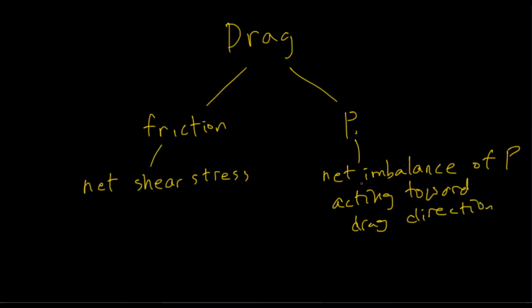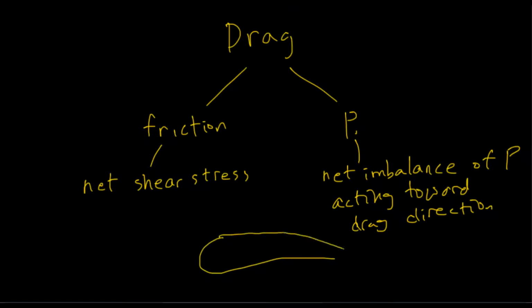There are imbalances of pressure, and they could be acting in different kinds of directions. It could be acting in the lift direction, it could be acting in the drag direction, maybe the weight direction, maybe the thrust direction. However, we only consider it pressure drag if the imbalance of pressure is acting towards the drag direction. So let's do an example.